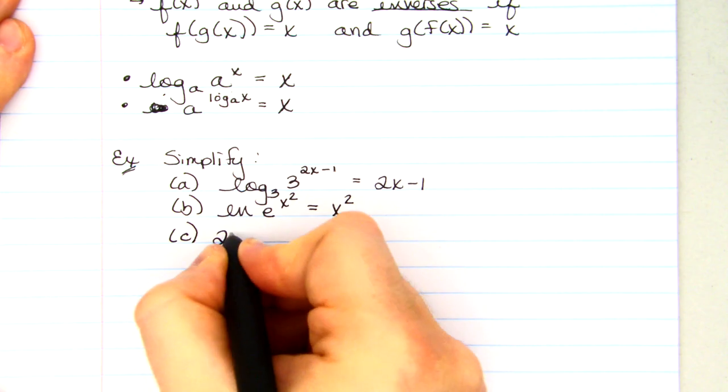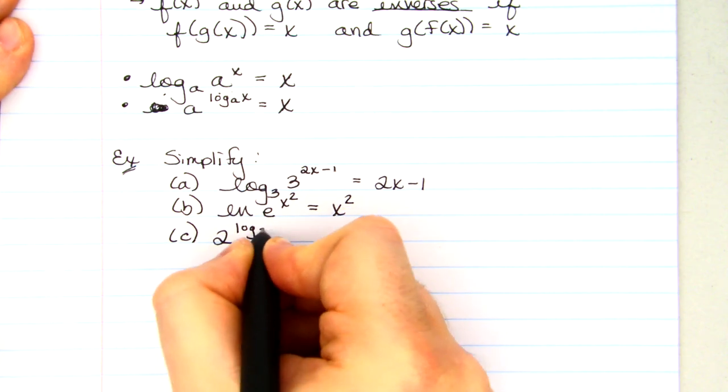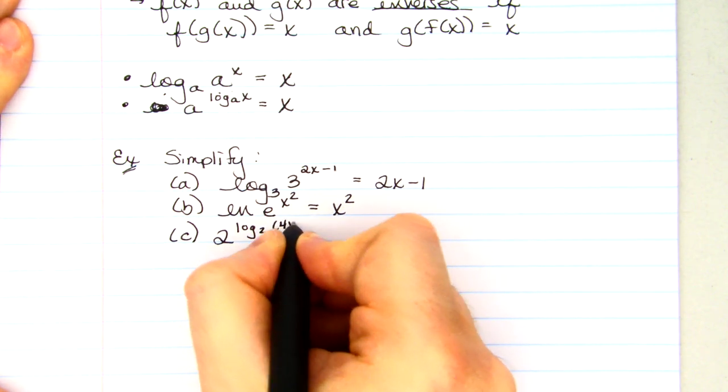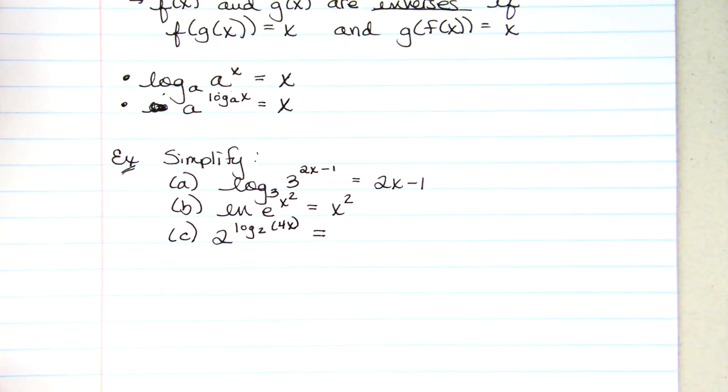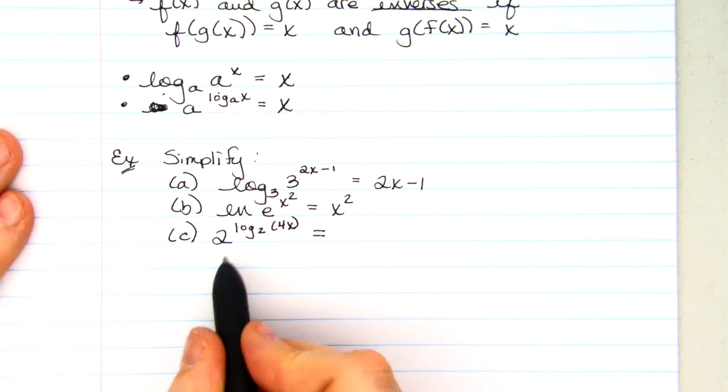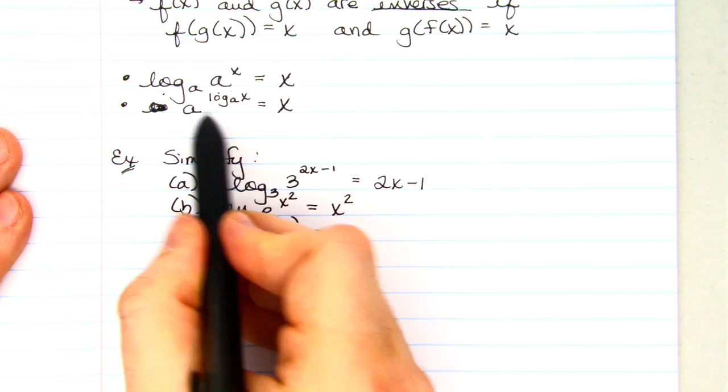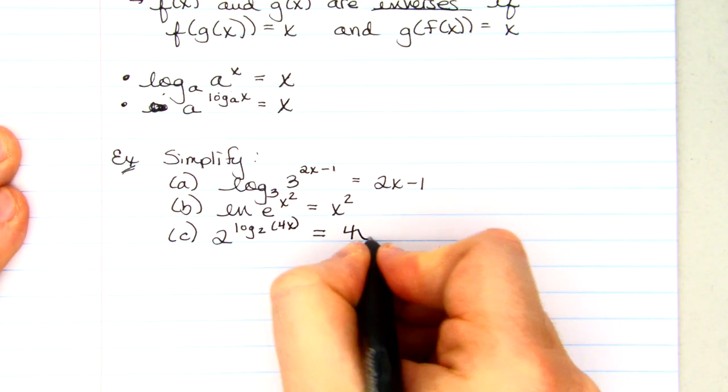And if I have 2 raised to the log base 2 of 4x, well, according to our other inverse property, what's that going to become? Say louder. 4x. The 2 and the log base 2, they cancel each other out, just like we have over there. And we're going to get 4x out of that.